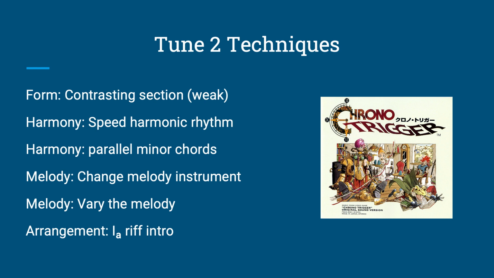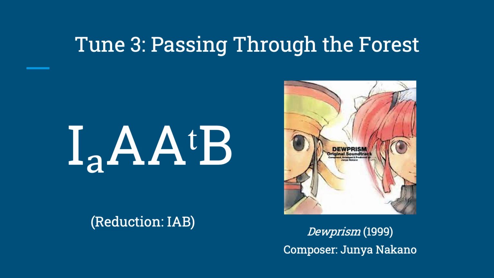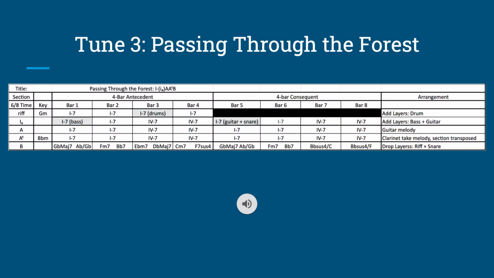So these are the strategies he's using: varying the melody instrument, the IA riff intro, and changing harmonic rhythm. Now, third tune, Passing Through the Forest. This is from the soundtrack Do Prism in 1999, and the composer is Junya Nakano. We have the IA riff intro again, an A section and A transposed, and then our B contrasting section. So we can reduce that to IAB. Let's give that a listen.